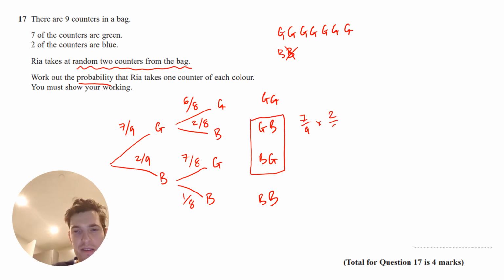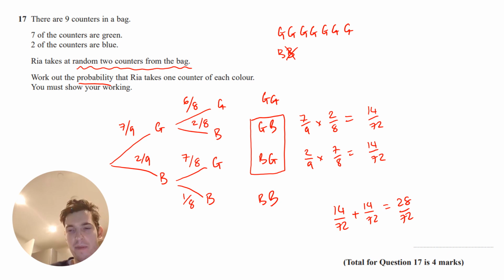7/9 times 2/8, 14/72. And then 2/9 times 7/8, 14/72. And I'm going to add them together to get 28/72. It doesn't say simplify, so I don't need to simplify. I can just leave my answer like that.